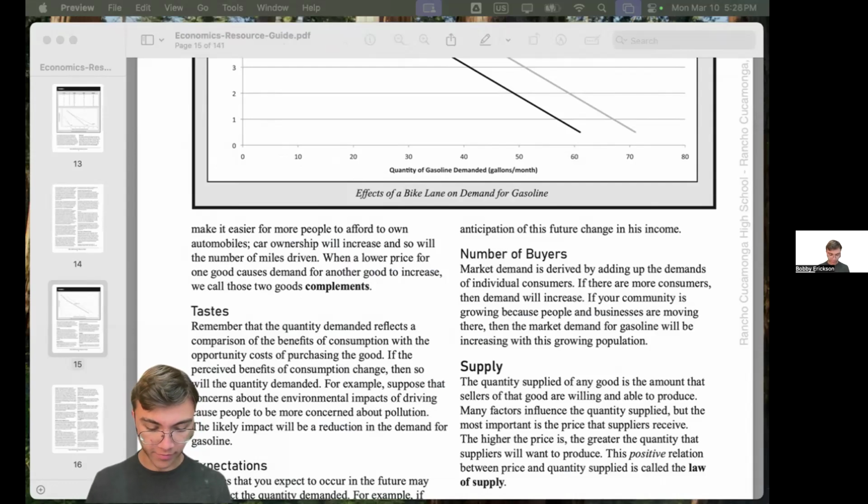Another good example of this would be peanut butter and jelly. If the price of peanut butter goes down, then you're more likely to buy jelly that goes along with it. If you buy more peanut butter, you're buying more jelly. And if the price of peanut butter goes up, then you're going to be buying less jelly, because you won't be using as much on those sandwiches. Unless you're a crazy person and decide to just eat sandwiches with only jelly in them.